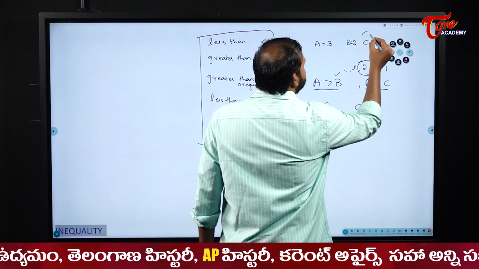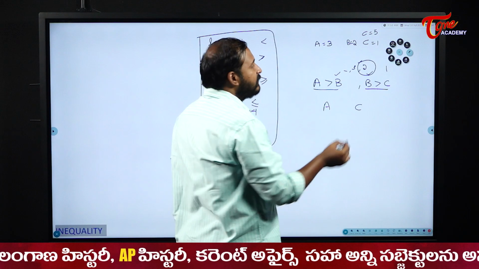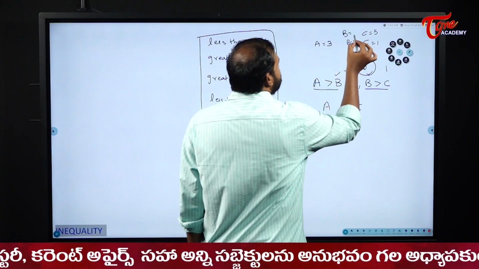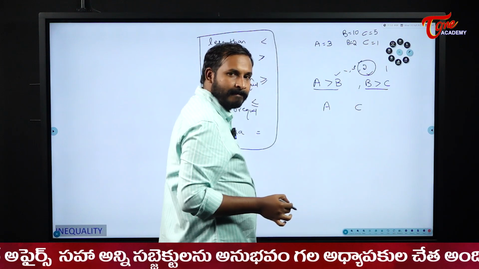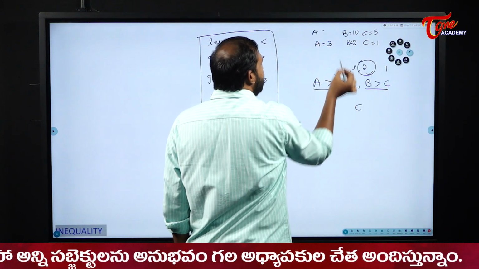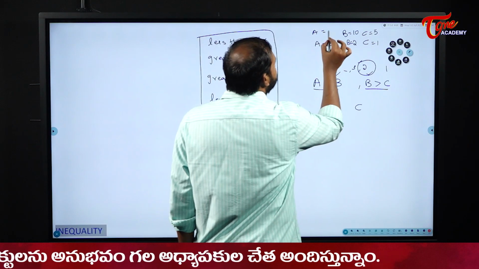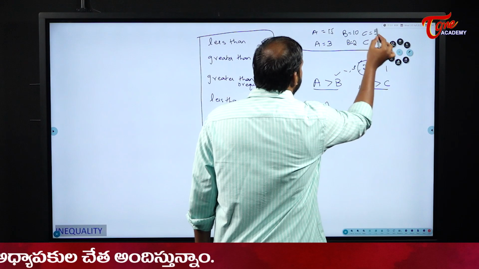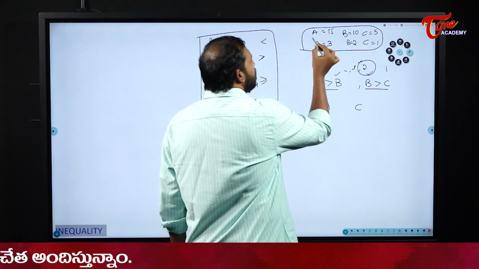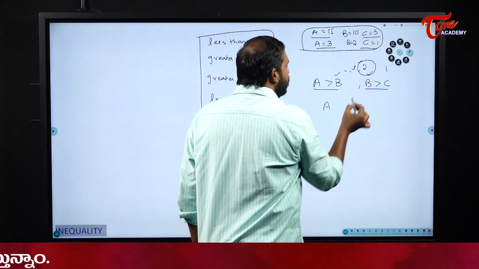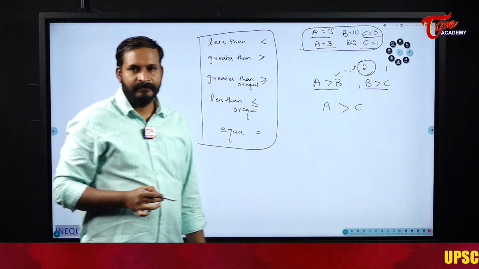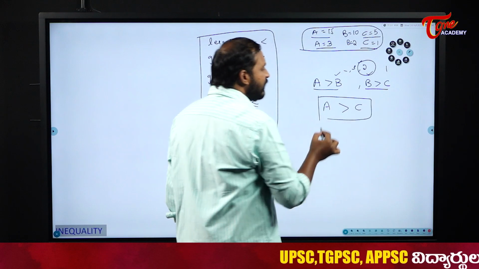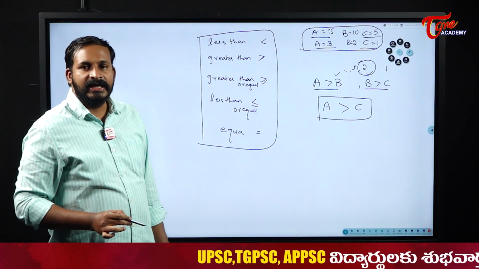Similarly, if I take C as 5, what are the values of B? I can take any value from 6. For example, I have taken B as 10. Now, A is definitely greater than B, so it becomes 15, 12, whatever it is. So, from these two observations, what can I tell about the relation between A and C here, students? A is always greater than C. I can tell this confidently: A will always be greater than C.